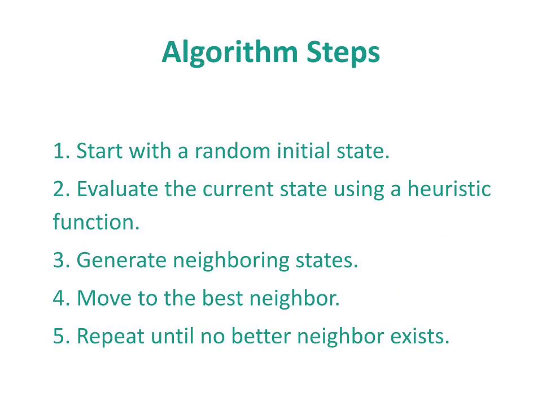Algorithm steps. The algorithm works in 5 steps. First one, start with a random initial state. Second, evaluate the current state. Third one, generate nearby states. Fourth one, move to the best neighbor. Fifth one, repeat until no neighbor is better. It's simple, but that simplicity also introduces some limitations, which we will discuss later.